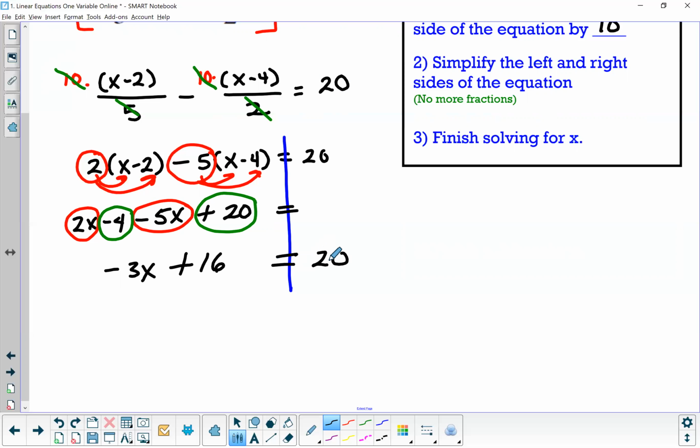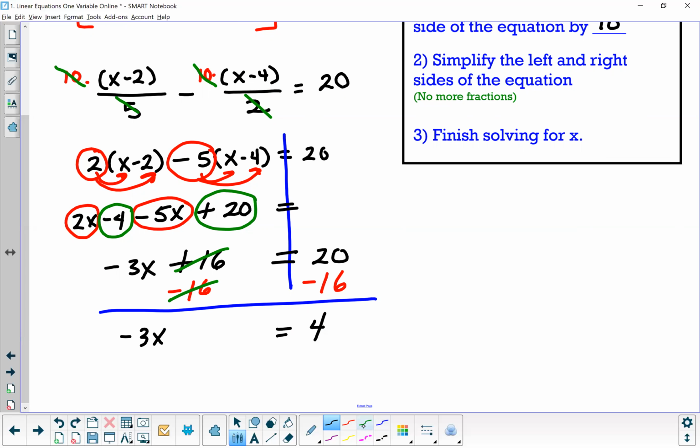All right, properties of equality now. So we're going to put the constant terms on the right side, which means I'm going to subtract 16 from the left and then subtract 16 from the right. Okay, so we have negative 3x. The 16 minus 16 is 0, equal to 20 minus 16 is 4.